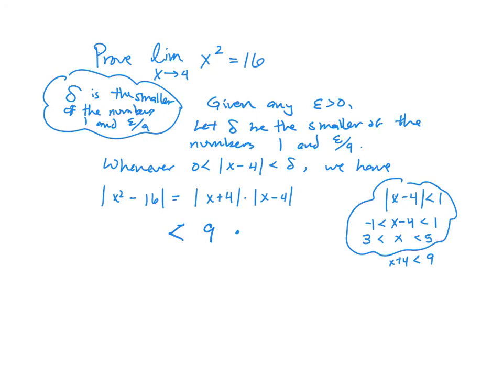So over here, |x plus 4| is less than 9. |x minus 4| was less than delta, and delta is going to be the smaller of the numbers 1 and epsilon over 9, so I'll have epsilon over 9. I know it's definitely less than that because it's the smaller of the two. And then 9 times epsilon over 9 is equal to epsilon, so I have, just cleaning things up, the absolute value of x squared minus 16 is less than epsilon, which is what we were trying to prove.